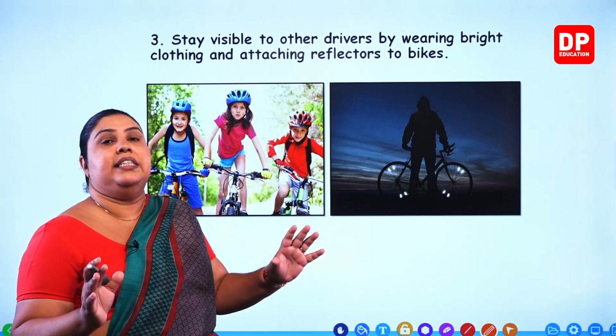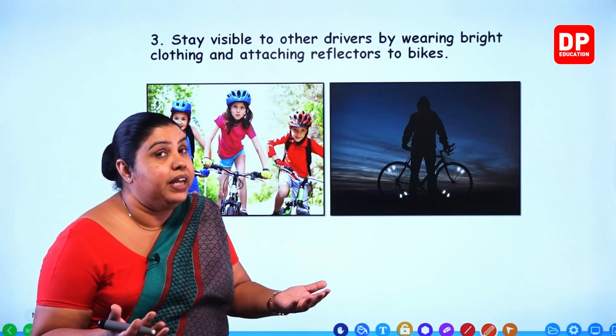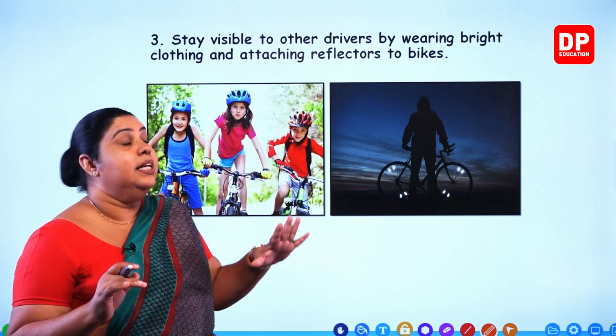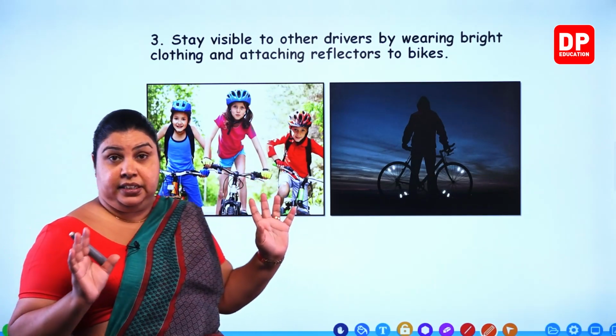But at any time, right now when we go to school we have to wear the uniform, but at other times when we ride the bicycles, please you have to wear bright clothing.